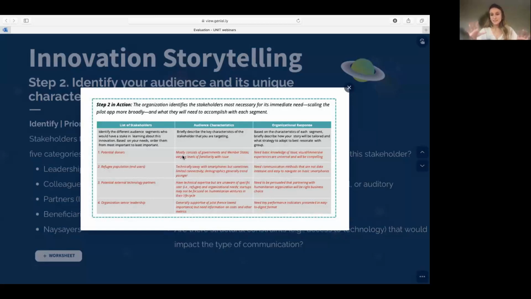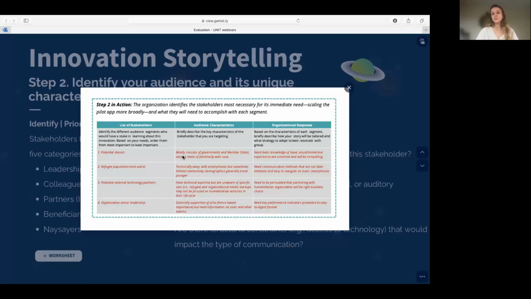That, as you can see, is a zoom in of the last worksheet that we have shown you. In this worksheet, you can find the list of stakeholders, the audience characteristics, and their organizational response. In the list of stakeholders, of course, here is where you specify the different audiences that you are targeting. In the audience characteristics, you're encouraged to briefly describe the key characteristics of the specific stakeholder.